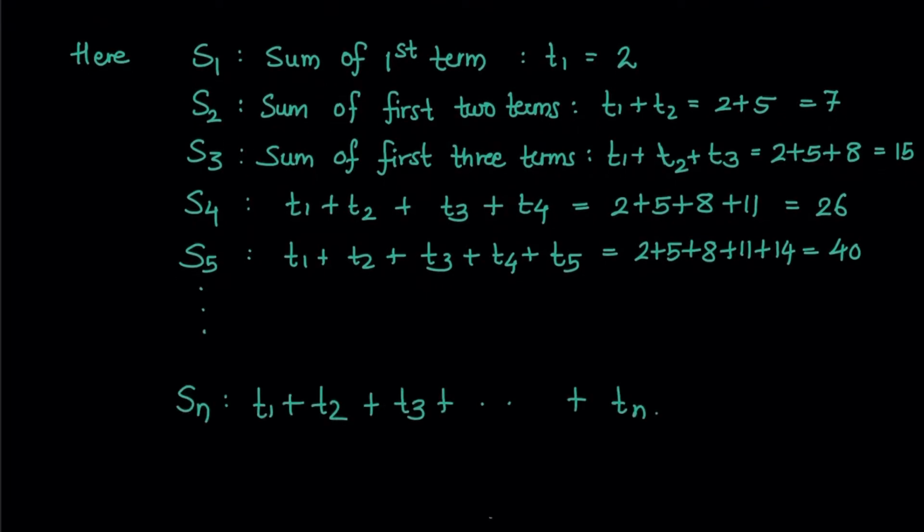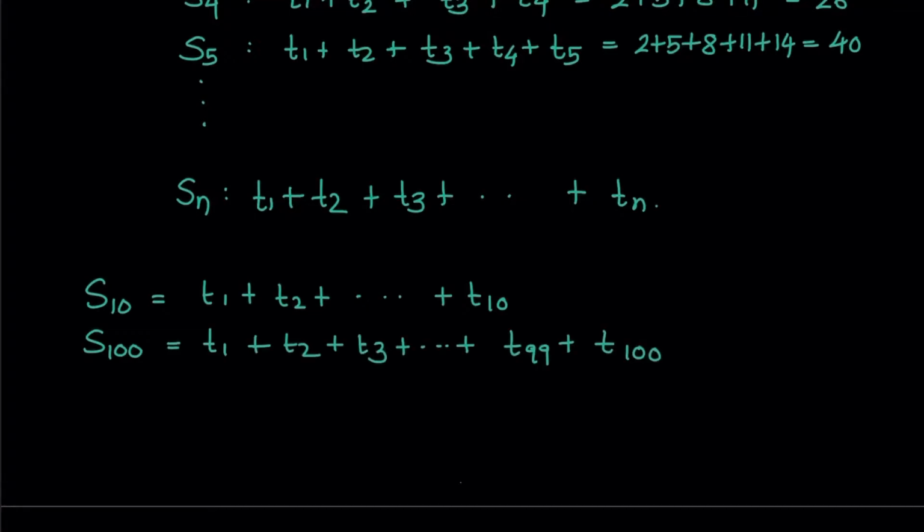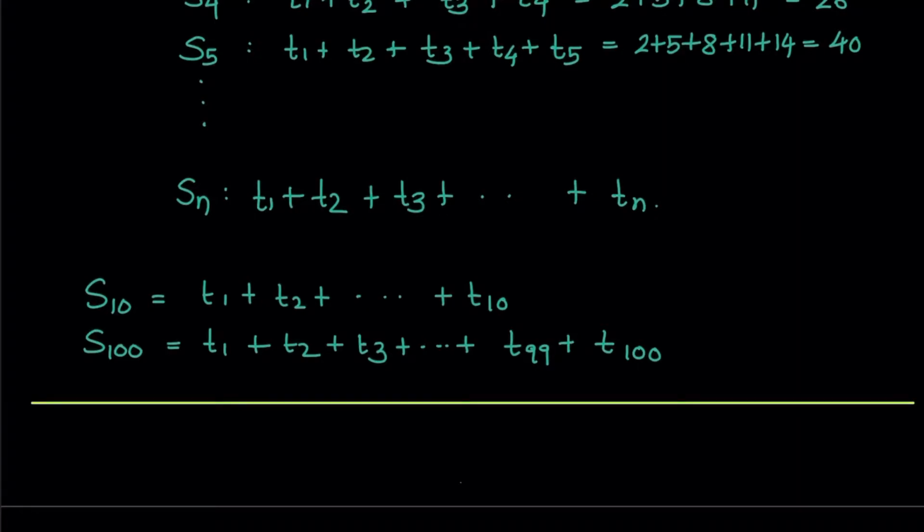So in this order you will find Sn. Sn will be T1 plus T2 plus T3 up to Tn. Likewise, S10 will be T1 plus T2 plus T3 and so on up to T10. S100 will be T1 plus T2 plus T3 and up to T100.